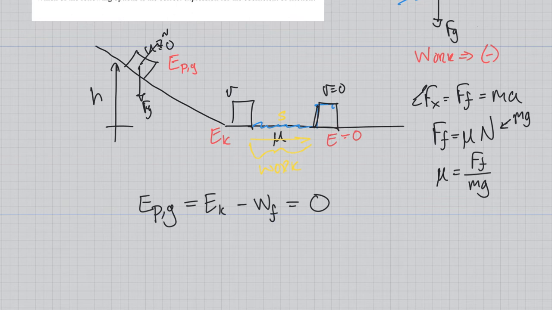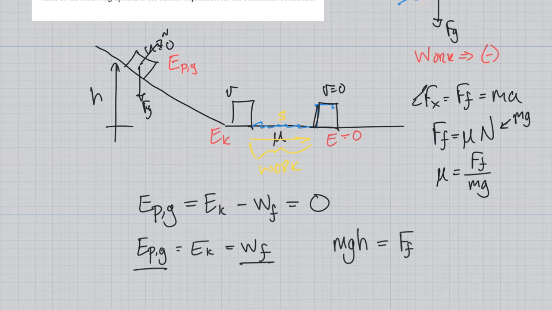So if we're looking at this, we're going to say energy potential due to gravity is going to equal my energy kinetic, which is going to equal the work done by friction. So we can apply our frictional work and our potential energy at the beginning and see how we can use that to find that frictional force. My potential energy due to gravity is mgh. The work done by friction is going to be force of friction multiplied by S, by displacement. And so I need to solve for this force of friction. To do that, I'm going to divide each side by S. And I would get that the force of friction is going to equal mgh divided by S.